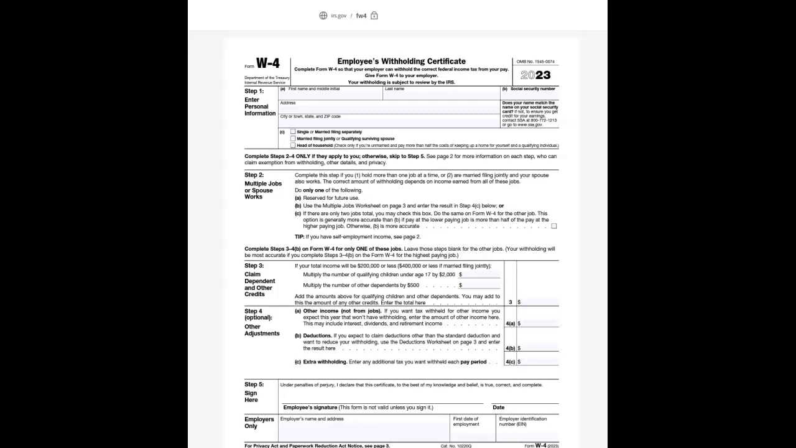All right, so that's going to go ahead and wrap this up. I hope this has been very helpful in understanding what the steps are in completing the Form W-4. And the title of it, as we all know, is the Employee's Withholding Certificate, and it's something you need to fill out when you're starting a job.